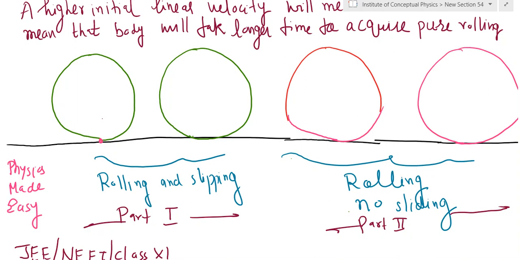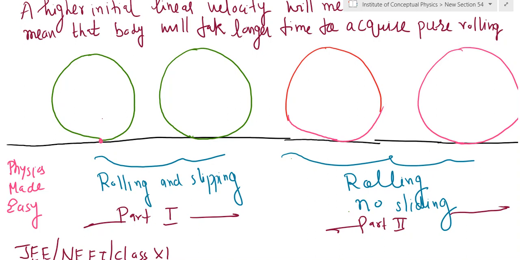All right, so this slide represents a sphere which is moving in the rightward direction, and you can see the sphere is rolling and slipping in part one of the motion. As it gradually moves towards the right, it enters another phase of the motion, which is rolling without sliding.